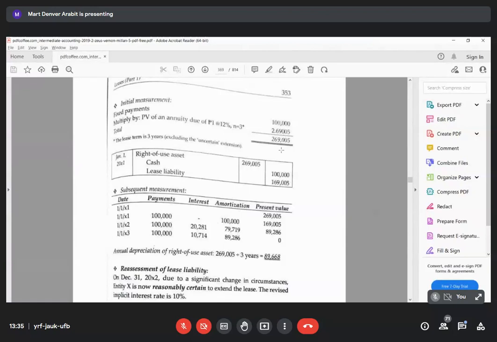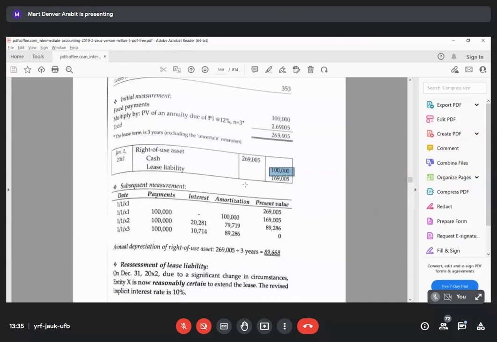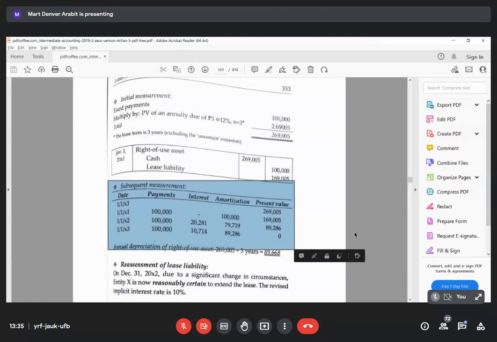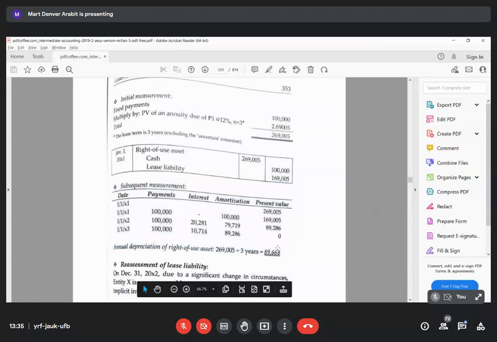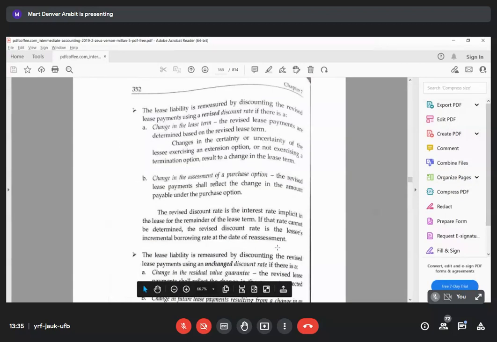So multiply lang natin. Then the ROU is 269,005. Cash is 100,000 as payable in advance. And lease liability is 169,005. Okay. So subsequent measurement, same lang until third year. So ito lang yung magiging depreciation natin for third year.